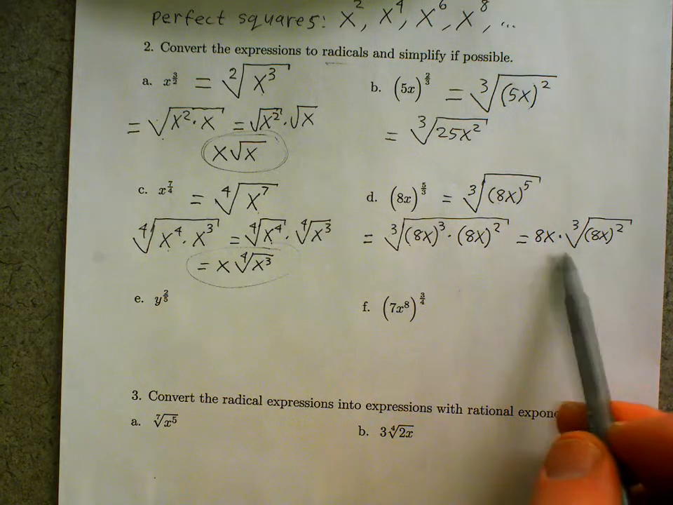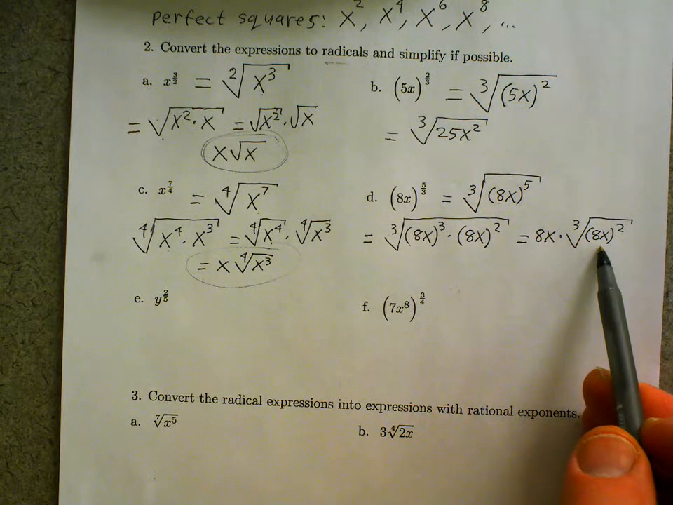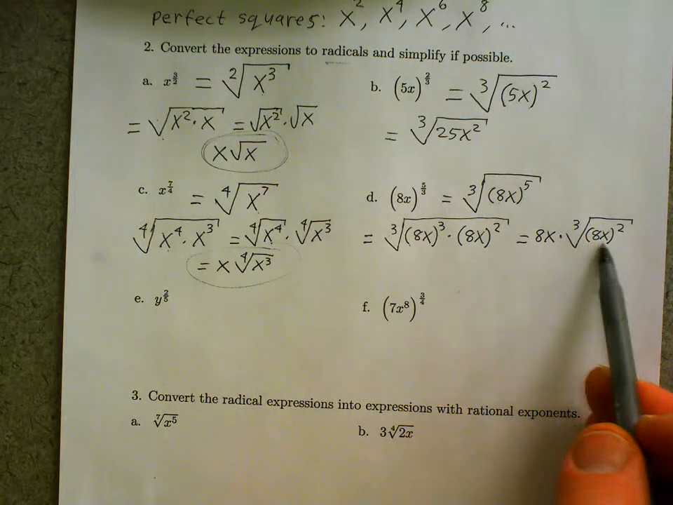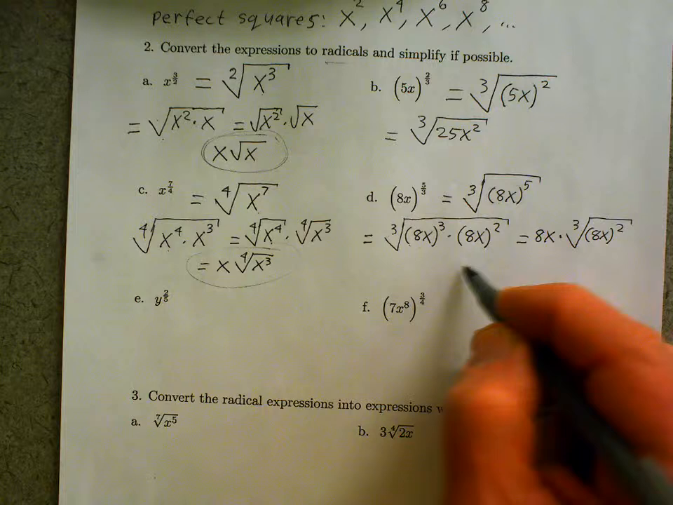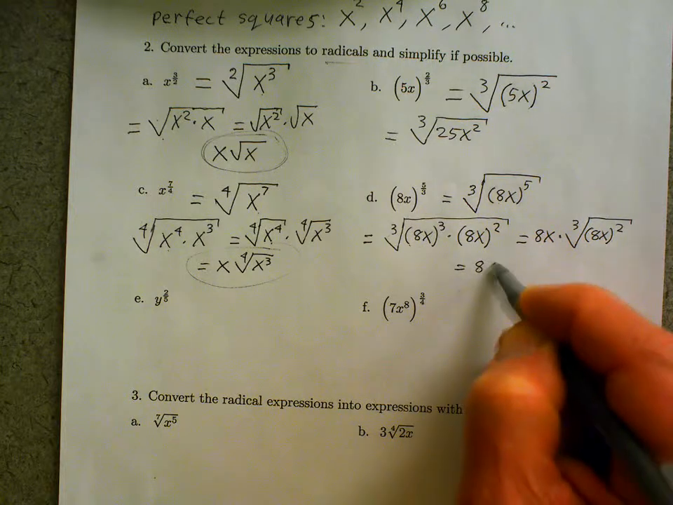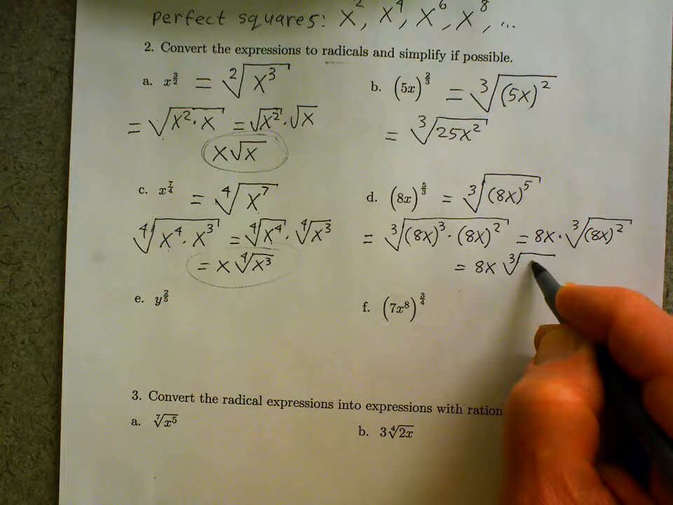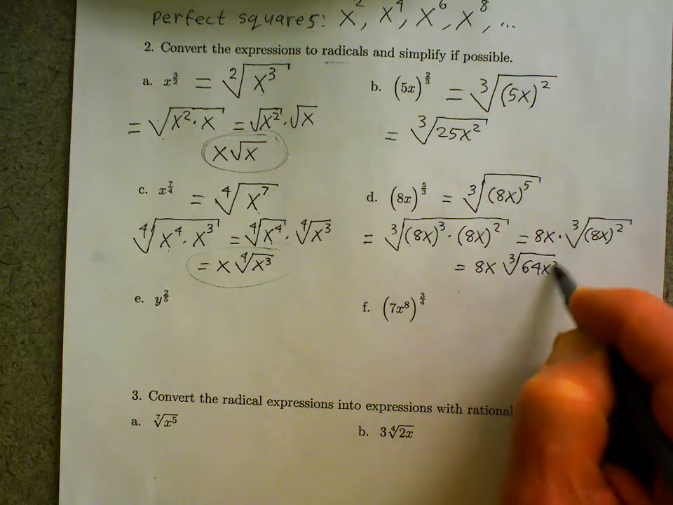This is a satisfactory answer, but on the inside of the radical, since we're squaring the term 8x, we can go ahead and square it. So we get 8x times the cubed root of 64x squared.